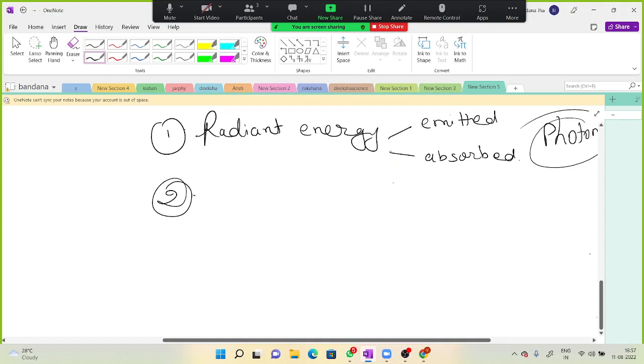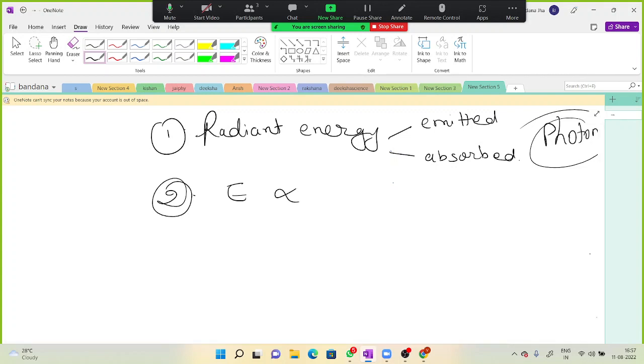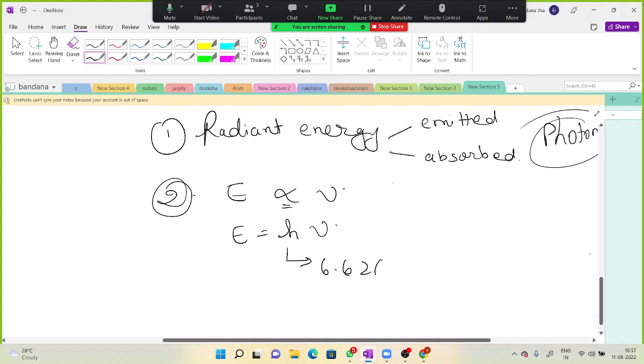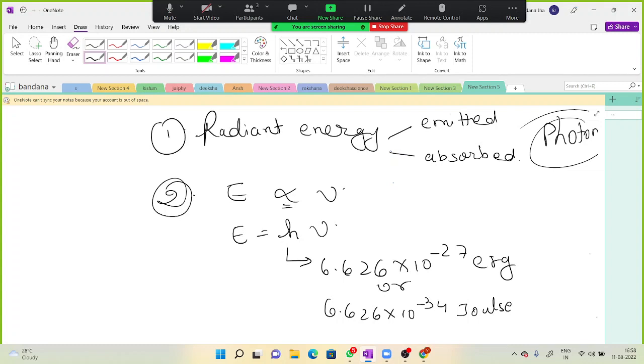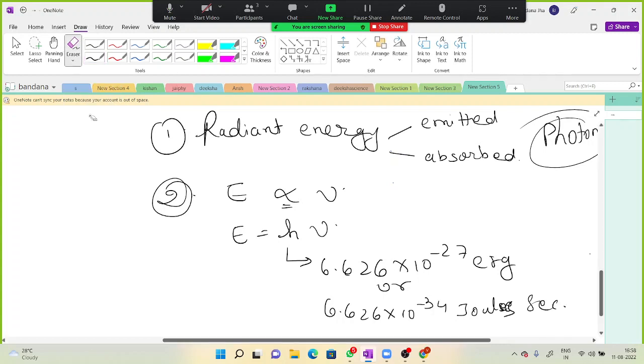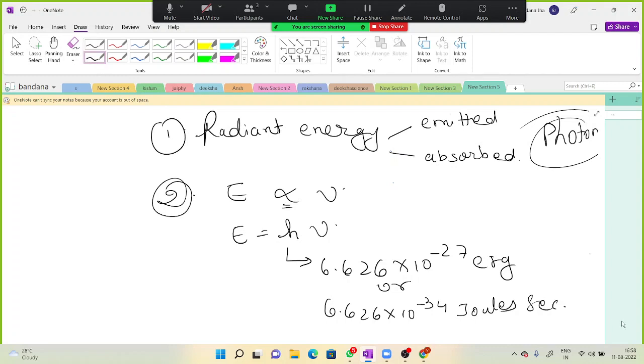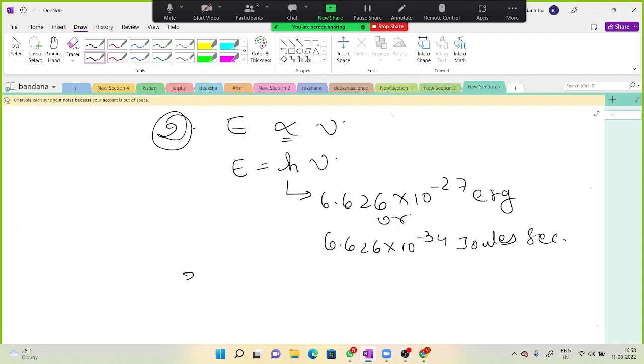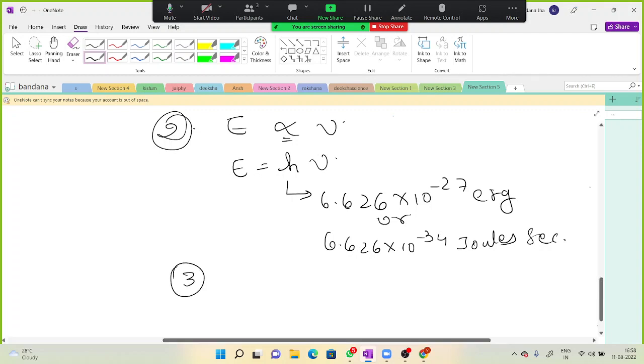The second point is that the energy of each quantum is directly proportional to the frequency. To remove this proportionality, we have Planck's constant, which is denoted by h, and whose value is 6.626 into 10 to the power minus 27 erg second, or 6.626 into 10 to the power minus 34 joule second. All these things you have already written, just like a quick revision.